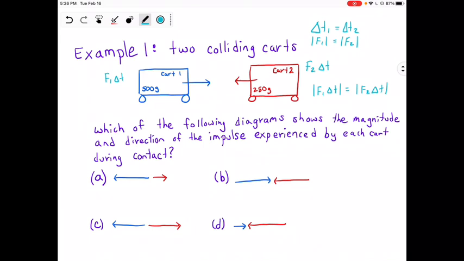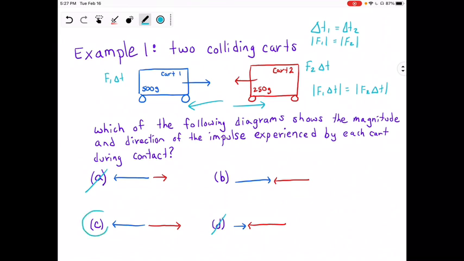So we're looking for an answer where the arrows are equal in length. That crosses out that one and that one. And we're looking for the one which is the force experienced by the cart, not the force that the cart is doing. So cart 1 is pushing this way for sure, but cart 1 is experiencing a force to the left. Cart 2 is definitely pushing this way. That's what's causing this force that cart 1 is experiencing. But cart 2 is experiencing a force from cart 1 to the right.